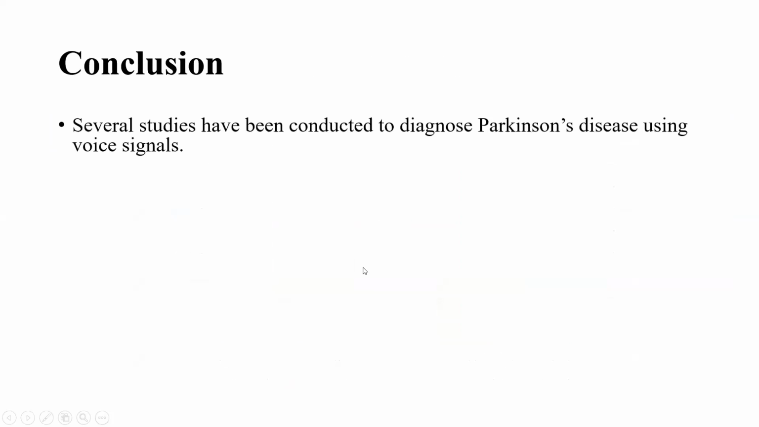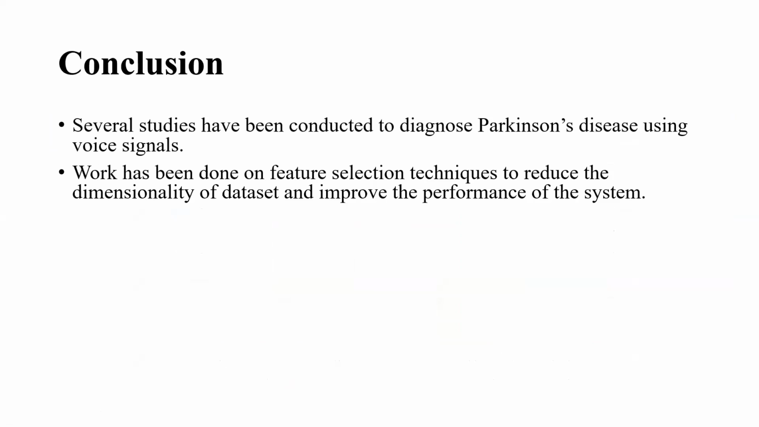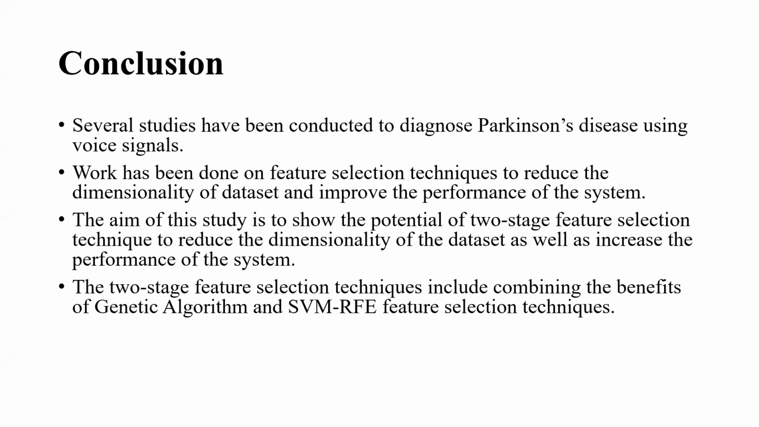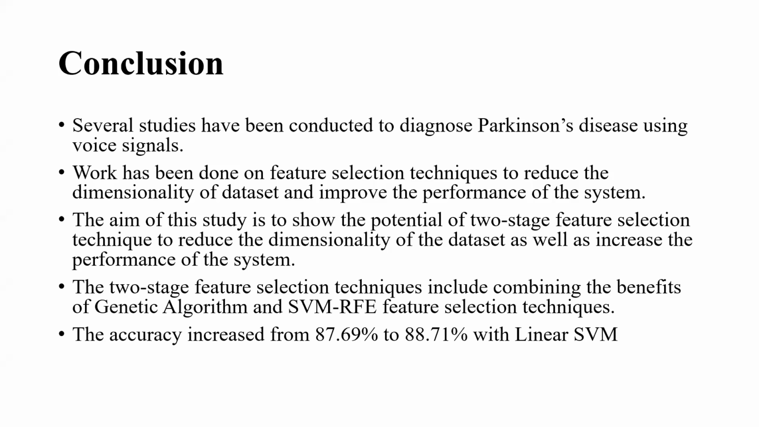Now to conclude the paper, there are several studies that have already conducted Parkinson disease diagnosis using voice signals. Feature selection techniques are used to reduce the dimensionality of the dataset and improve the overall system performance, not only accuracy. So our aim was to use the two-stage feature selection technique in order to reduce the dimensionality of the dataset and to improve the overall performance of the system. So the two-stage feature selection technique is able to increase the specificity to a great extent. Our accuracy is increased from 87 to 88%, which is not much, but specificity is increased from 52 to 70%, which is great.